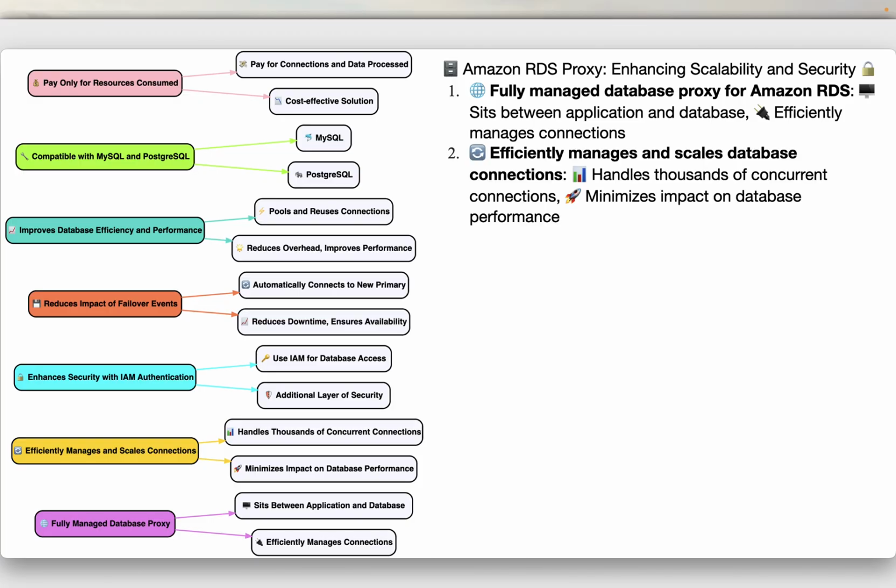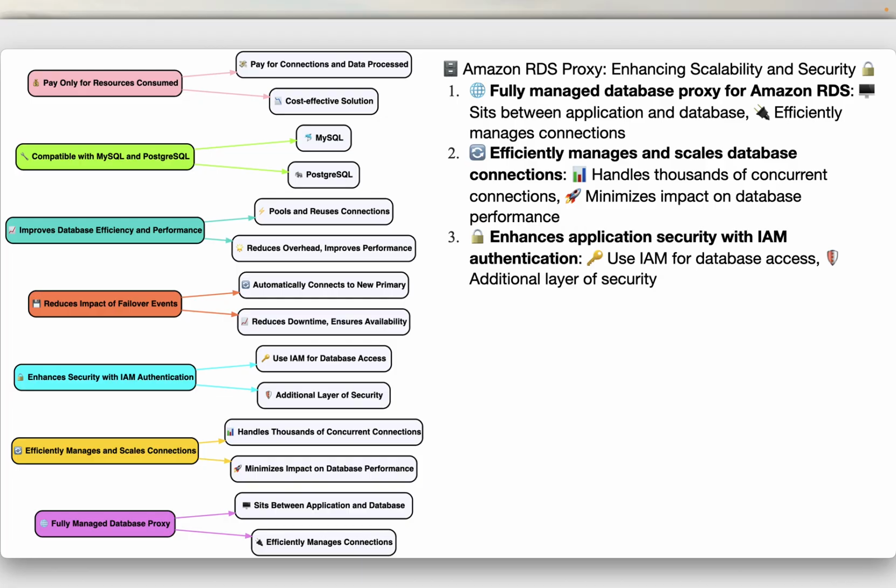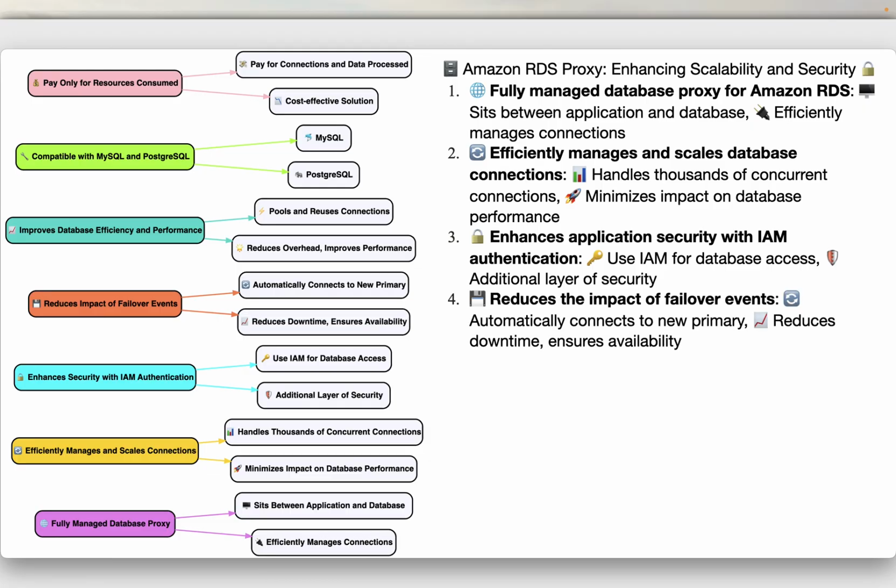Second, efficiently manages and scales database connections. RDS Proxy automatically manages and scales database connections, allowing your applications to handle thousands of concurrent connections while minimizing the impact on database performance. Third, enhances application security with IAM authentication. With RDS Proxy, you can use AWS Identity and Access Management to authenticate database access, providing an additional layer of security for your application.